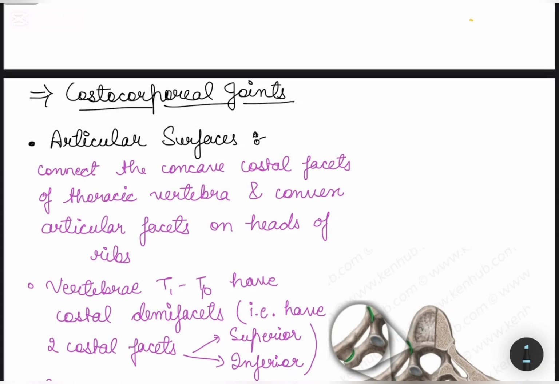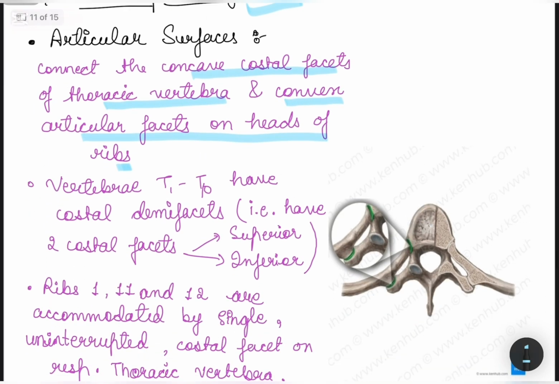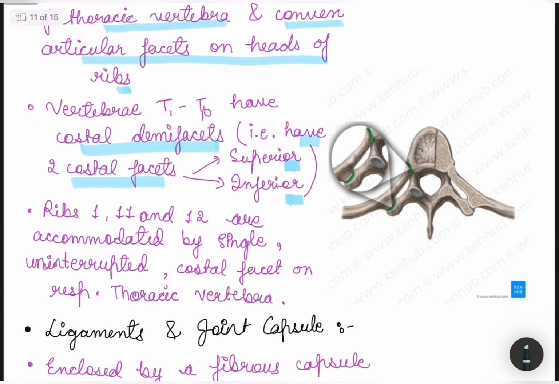So first, the costocorporeal joint. The articular surfaces: it connects the concave costal facets of the thoracic vertebra and the convex articular facets on the heads of the ribs. The vertebrae T1 to T10 have costal demifacets, meaning they have two costal facets, superior and inferior. The 1st, 11th and 12th ribs are accommodated by single uninterrupted costal facets on the corresponding thoracic vertebra. Here you can see the facets.